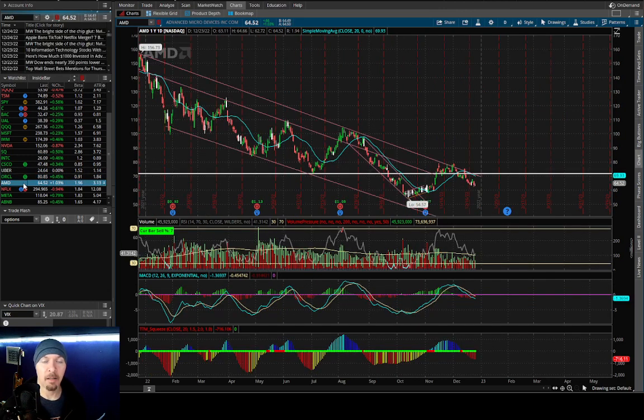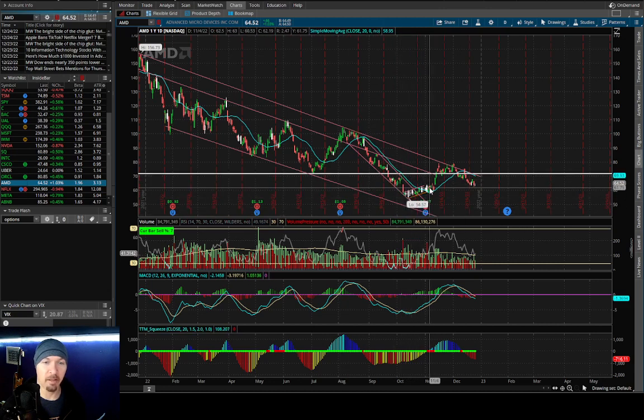AMD back into the semi sector, coming through an arc, not really sitting at any interesting levels. I mean, there was some support here previously, so we did find a bounce here, a very small bounce before we went into a big sell-off. I think that was ER. Oh no, it's not ER. That was just bad news.